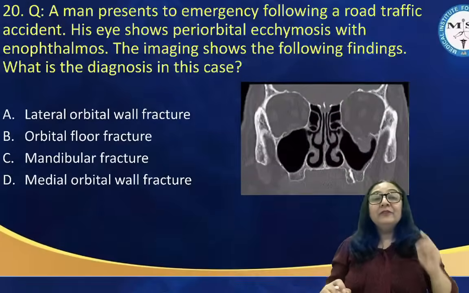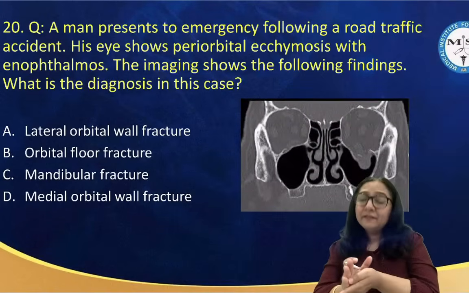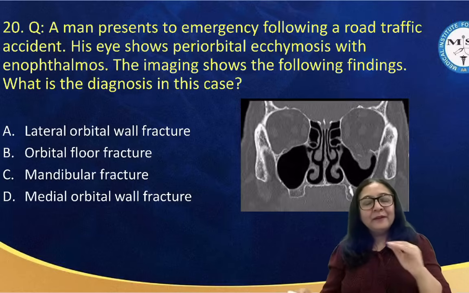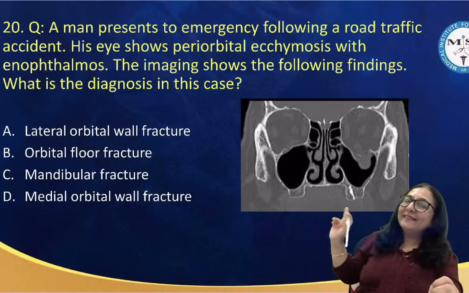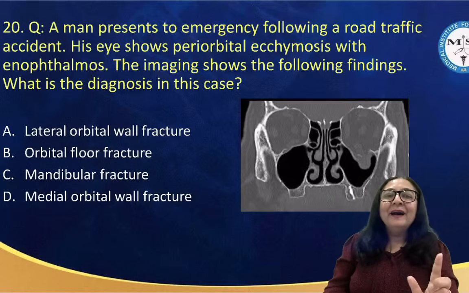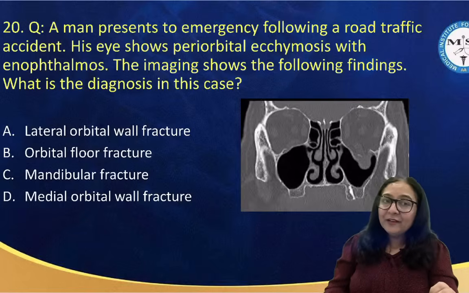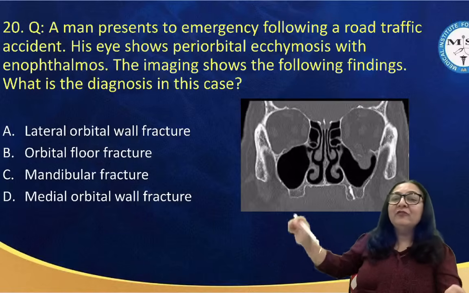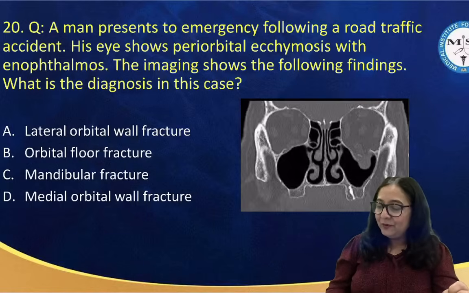Coming to the next question. Again, an often asked question, asked multiple times. All of you know the answer, but I have to put it here because this is an important clinical question. A man presents to emergency following a road traffic accident. His eye shows periorbital ecchymosis with enophthalmos. The imaging shows the following findings. What is the diagnosis in this case?